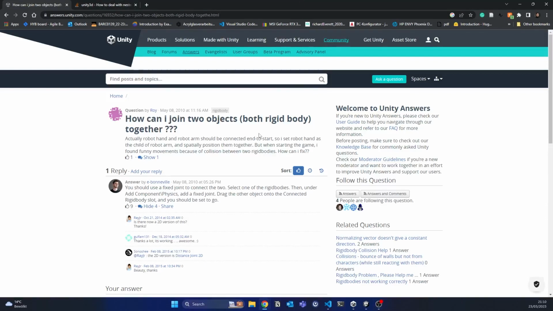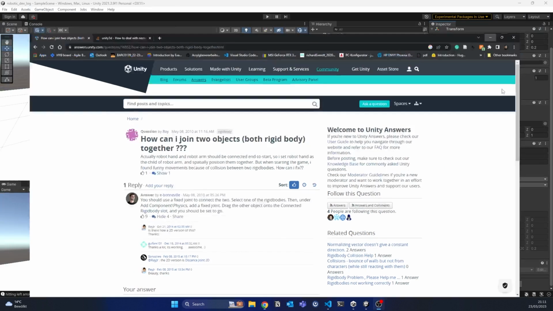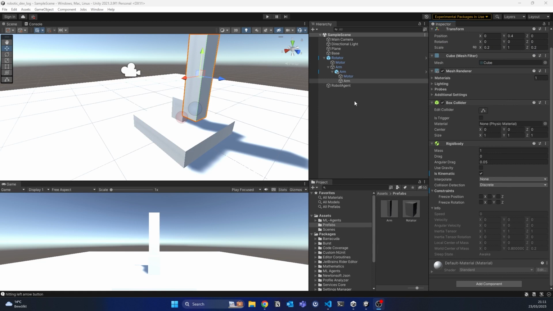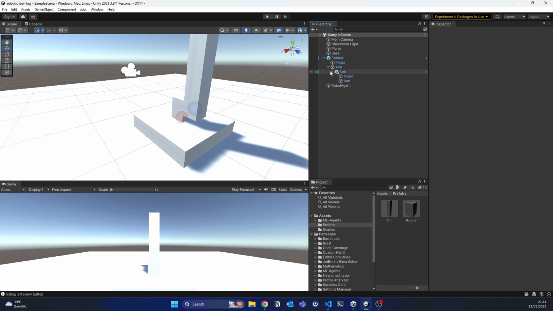Right, so I guess what I did earlier, using the physics, was the way to go, but I think what I have to do is join the two rigid bodies with a fixed joint. So physics and add a fixed joint. Component physics. Alright.